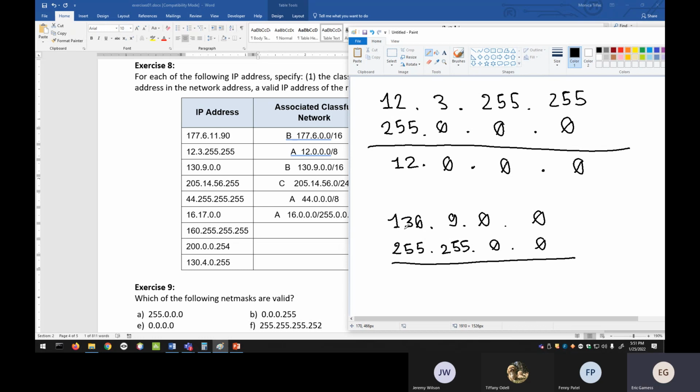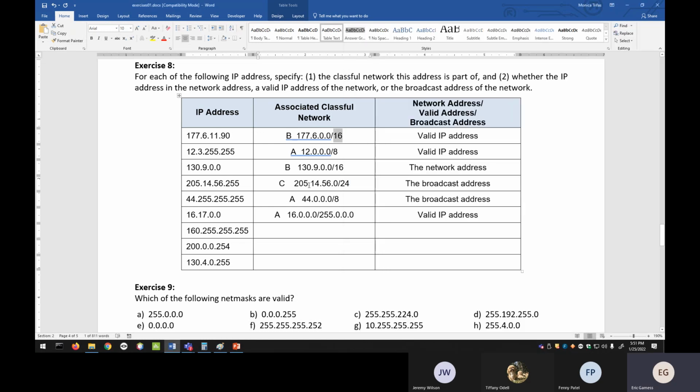When you take whatever number and you bitwise AND with 255, it will be the original number. So this 130 here, I bitwise AND with 255 again, so I maintain the 9. I bitwise AND with 0. It will be 0 no matter what you put here. I bitwise AND with 0. It will be 0. So we did find that the network address is this one. You see?